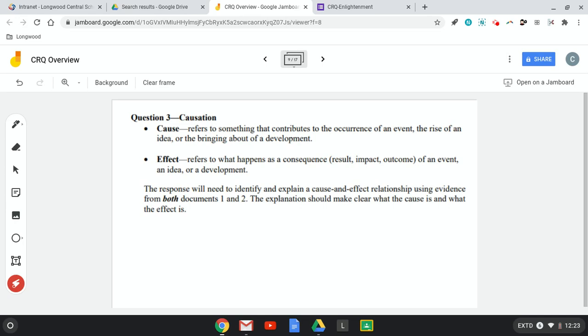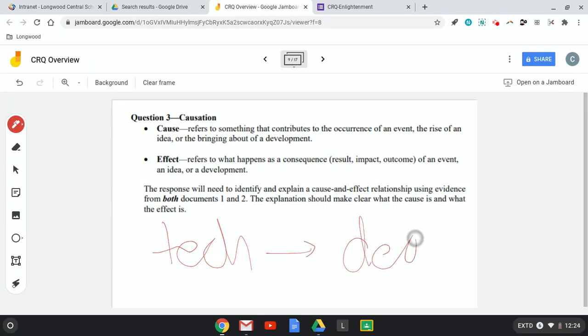Well, I would say in this case that the technology is what caused the death, right? So if I have documents that talk about the new technology during World War I, and then another document talks about the death toll, that's the connection I'm going to make. Right? That the technology that they developed led to the higher death toll.